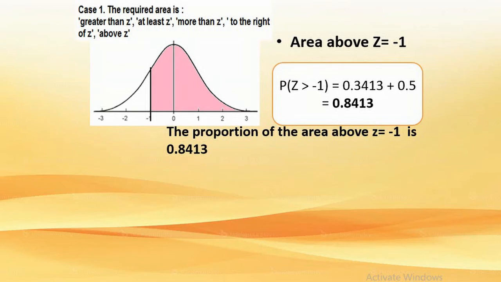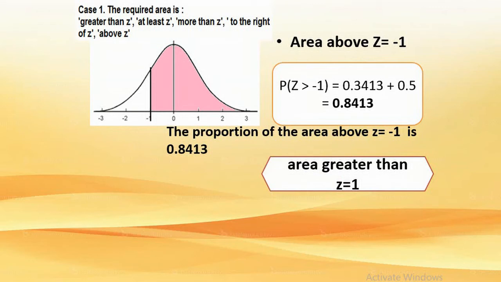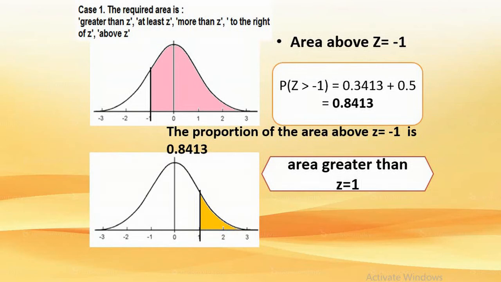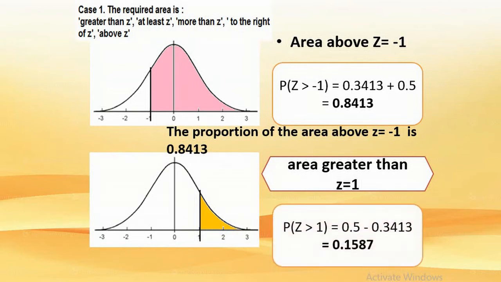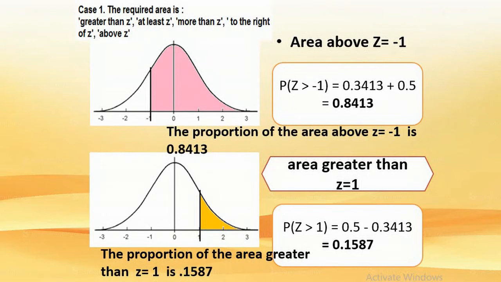Area greater than Z = 1. So this is now the graph. P(Z > 1) is equal to 0.5 minus 0.3413. We subtract this because we're going to find the area of the other one. So that would be 0.1587. The proportion of the area greater than Z = 1 is 0.1587.